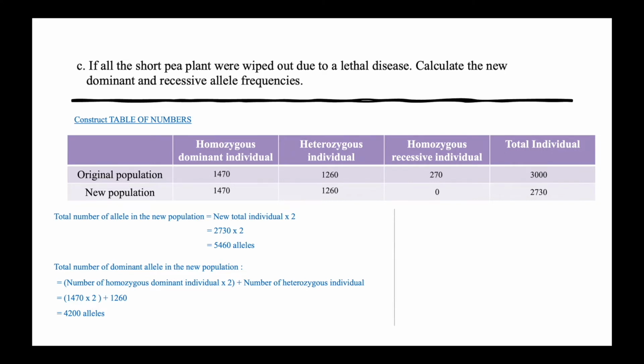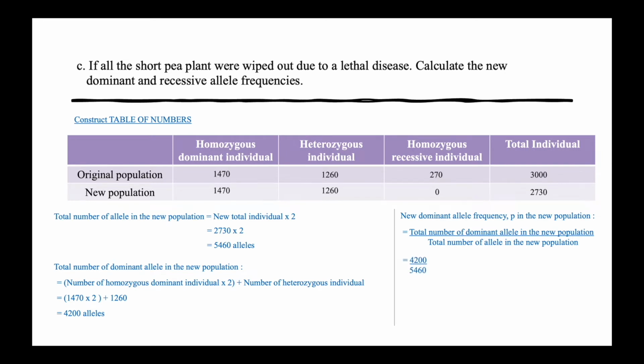From here, we can find the new dominant allele frequency p for the new population. We simply divide the total number of dominant allele in the new population by the total number of allele in the new population. In this case, 4,200 divided by 5,460, giving you the value of 0.7692.